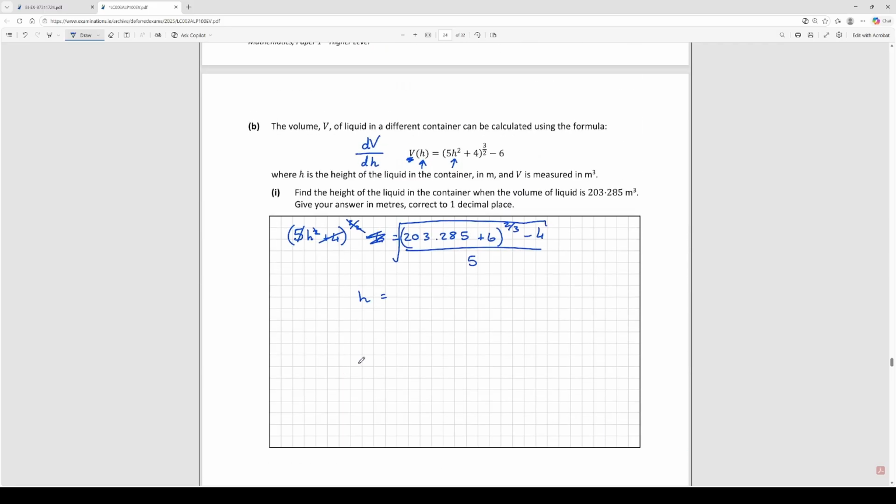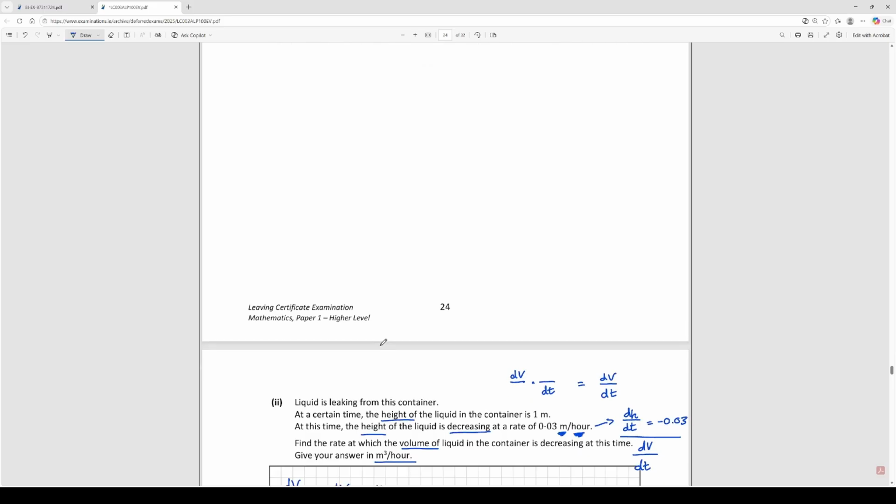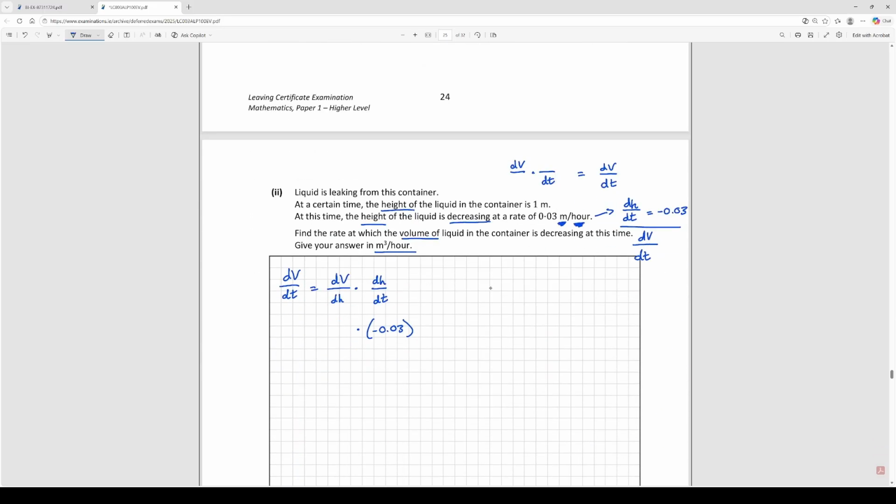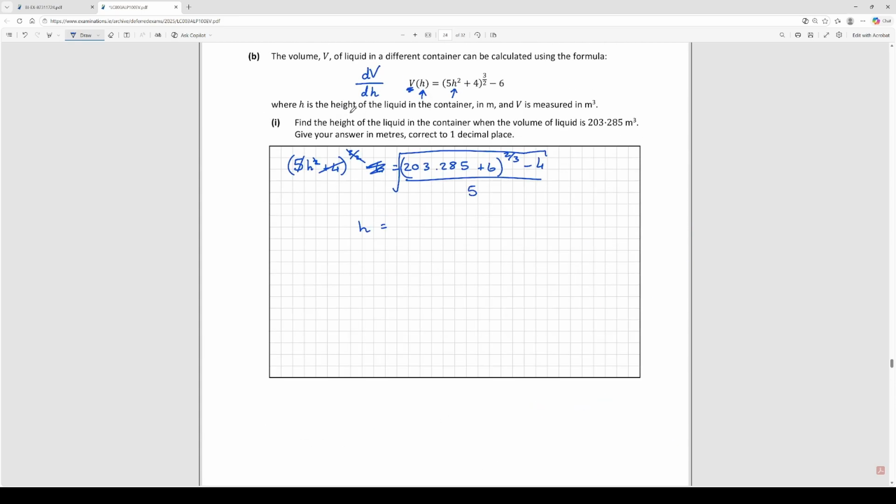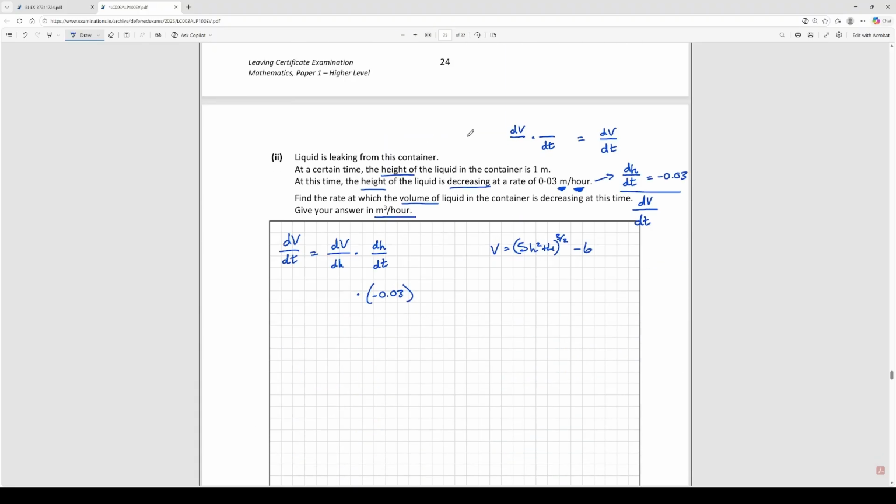Now, V equals 5h squared plus 4 to the power of 3 over 2, minus 6. You notice I didn't write V(h) like they had up here. That's fine, it makes no odds, it's kind of the same thing. But I need to differentiate that, so I'm going to do dV/dh. Now the 6, because it's a number on its own, just disappears.